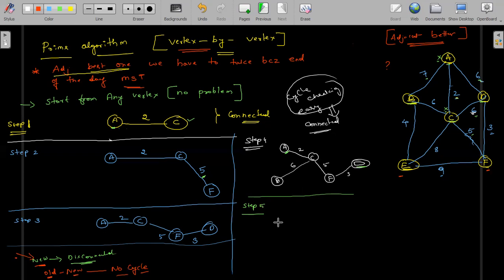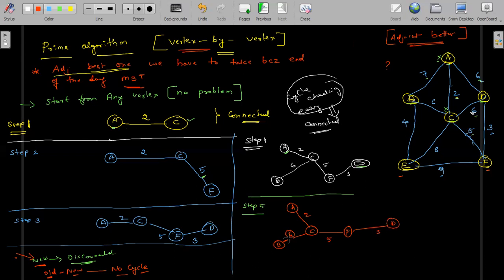See here, everyone. So step 5. Everybody observe here. Step 5. A is done. Okay? So A to C. Again C to F. 2. Again 5. Again 6. So from B. Okay. So again this one. Again F to D. That is 3. So these things are over.